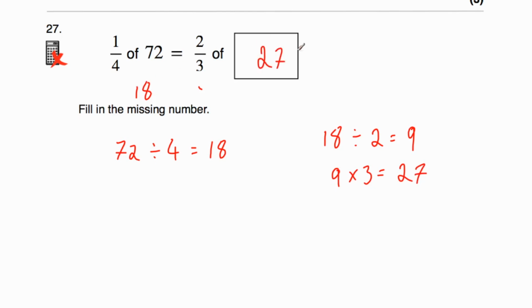And let's just check it. 27, let's work out 2/3 of it. So let's divide by the bottom and times by the top as normal. 27 divided by 3 is 9. And then times by 2 is 18. And that's it. So the missing number was 27.